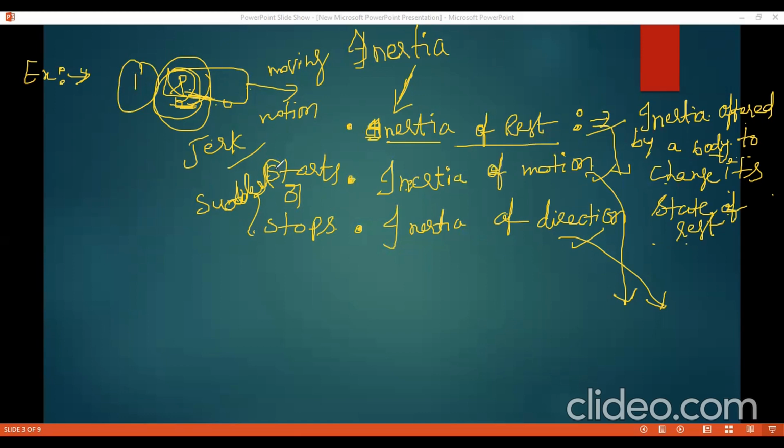When the bus suddenly starts, it means inertia of rest. But when it suddenly stops, it means inertia of motion. Right? Next, if you take a bullet fired on a glass window, this is a glass window.